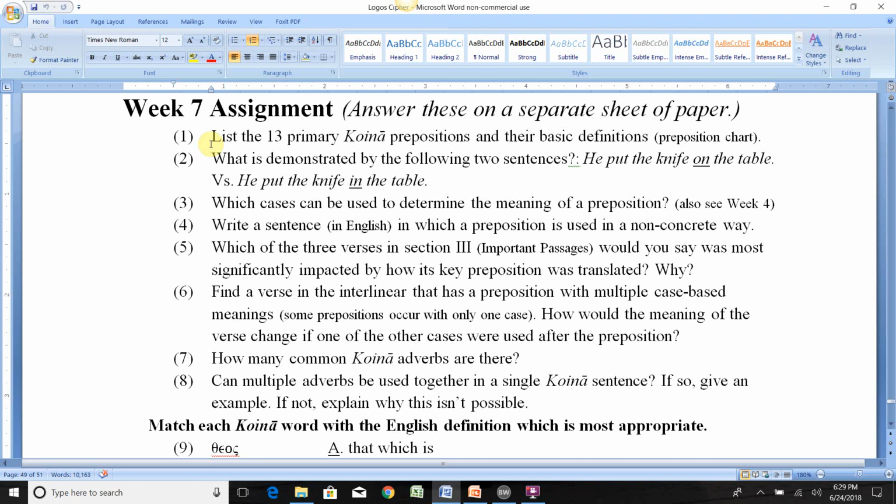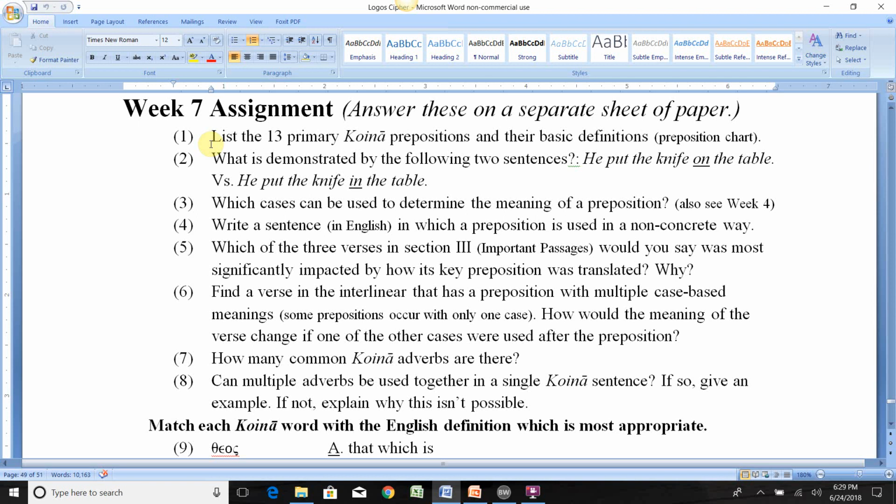All right, so we've got that down. Anything else that we need to discuss while we've got time? How are we supposed to find a verse for number 6? You're not supposed to find the verse. It says, find a verse in the interlinear that has a preposition. Number 6, I am wrong, sorry. It's multiple case based. I just looked up a preposition and it gave me a verse 1 to refer to.